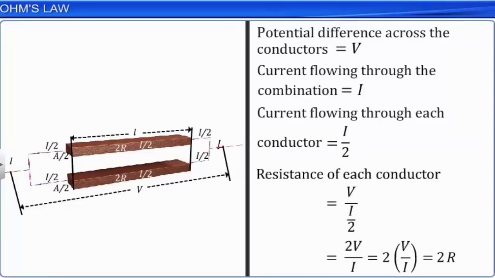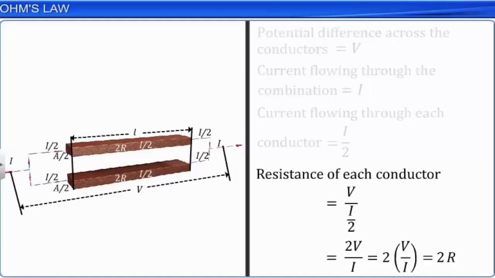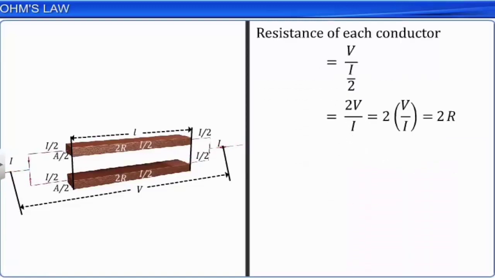From this activity, we can conclude that halving the area of cross-section of a conductor doubles its resistance. Generalizing, we can write that the resistance R of a conductor is inversely proportional to its cross-sectional area A. Let this be equation 2.